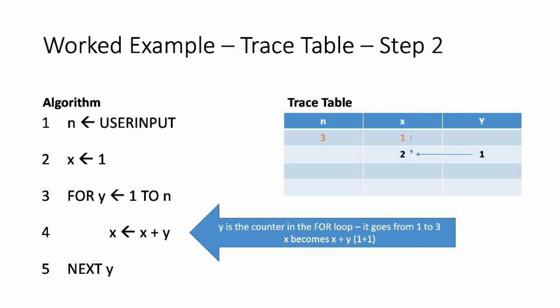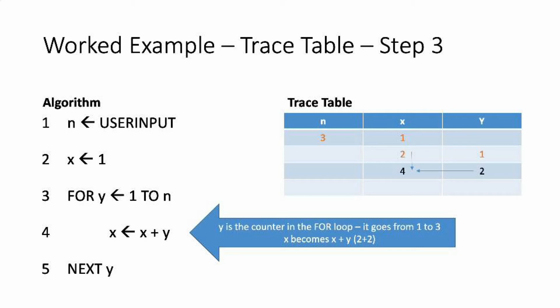So let's have a look at what's happening. So the first thing that happens is that y gets set to 1. The reason that happens is because for y equals 1 to n, so 1 to 4, we're going to start at 1. The next line that happens is x becomes x plus y, so it becomes 1 plus 1. So in other words, x becomes 2. And now we're going to loop back to the beginning of the for.